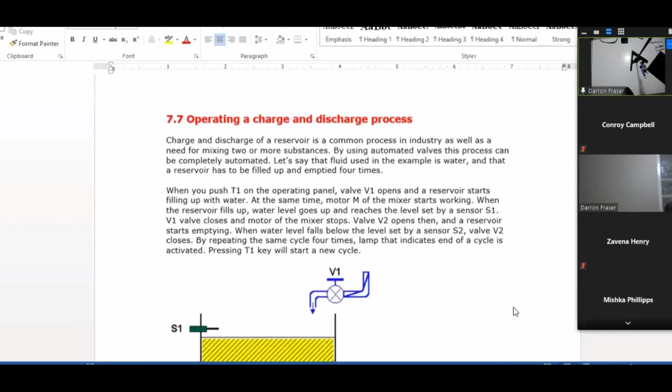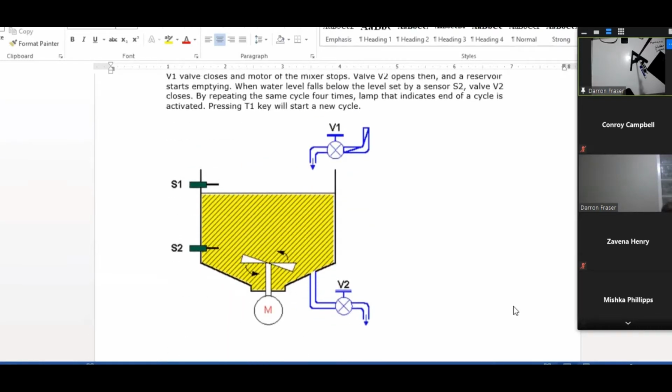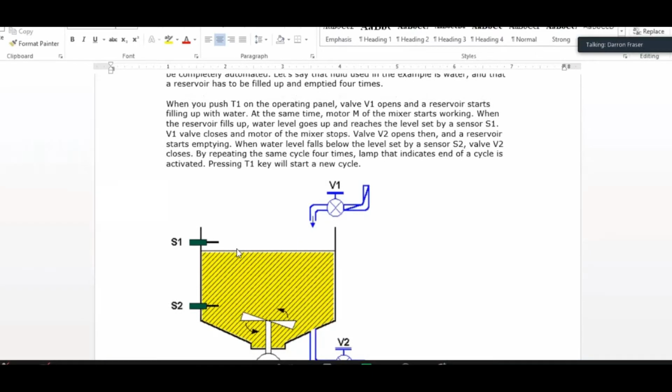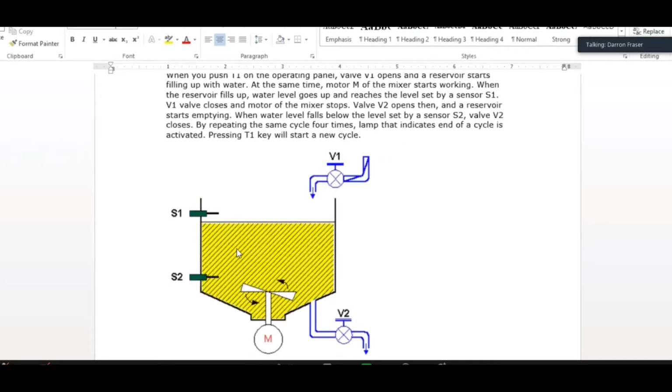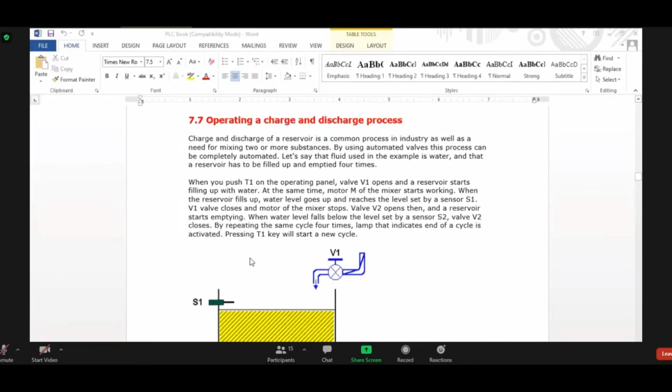All right, so let us look at this charge and discharge process, similar to what we were talking about last week, but I want to change one thing about it and write a program. And then when I send you the book, you can look at the question as is and deal with it.